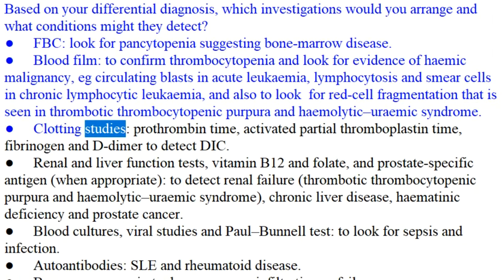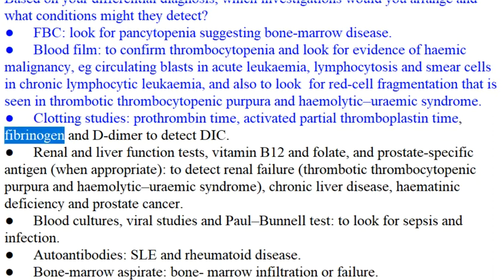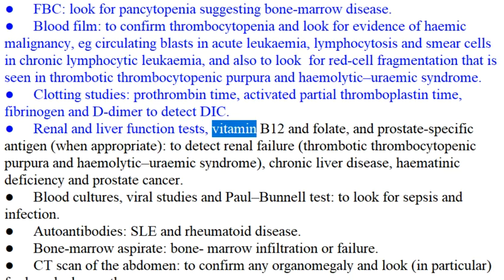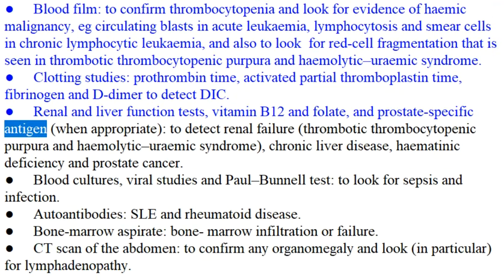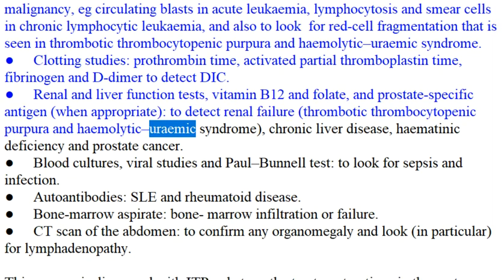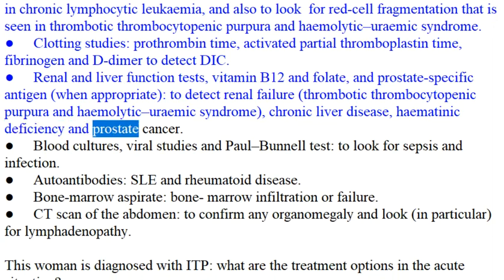Clotting studies: prothrombin time, activated partial thromboplastin time, fibrinogen, and D-dimer to detect DIC. Renal and liver function tests, vitamin B12 and folate, and prostate-specific antigen, when appropriate, to detect renal failure, thrombotic thrombocytopenic purpura and hemolytic uremic syndrome, chronic liver disease, hematinic deficiency, and prostate cancer.